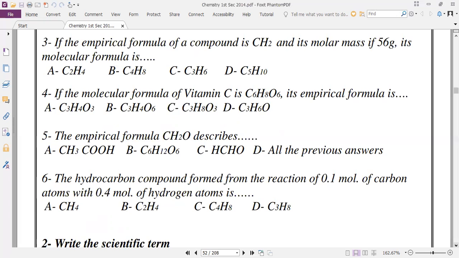Have you calculated it and there is no problem? Yes, I will calculate the molar mass for CH2. Yes. I will divide by the empirical formula. Yes. Then I will get the number of units. Yes. Then the molecular formula will be 4. Excellent. Excellent, Mariam.